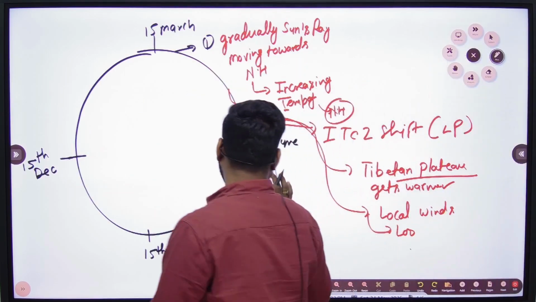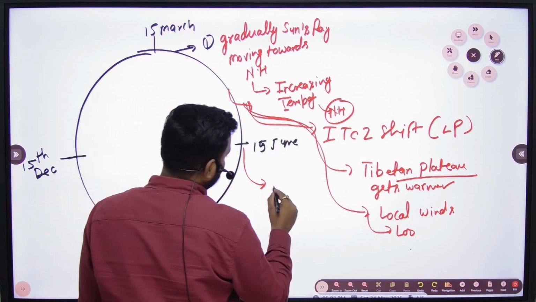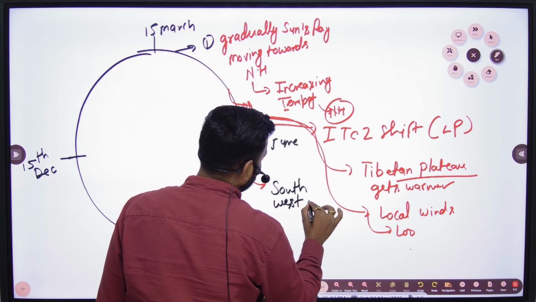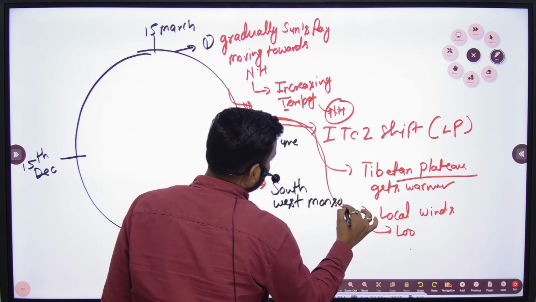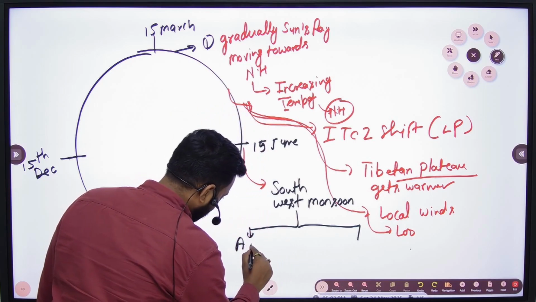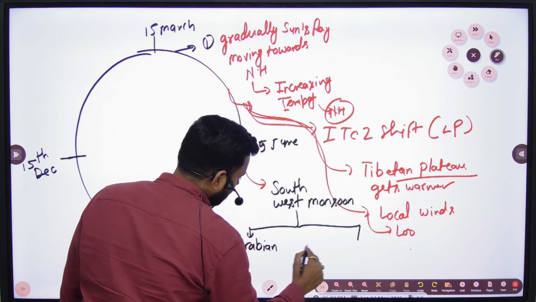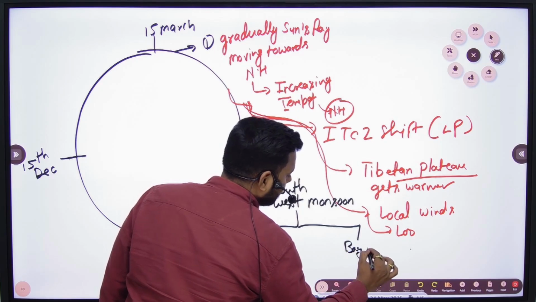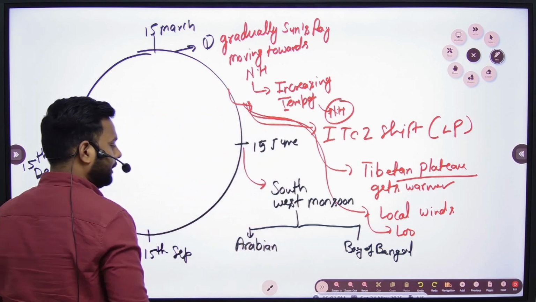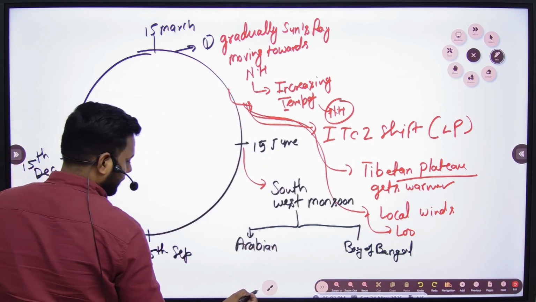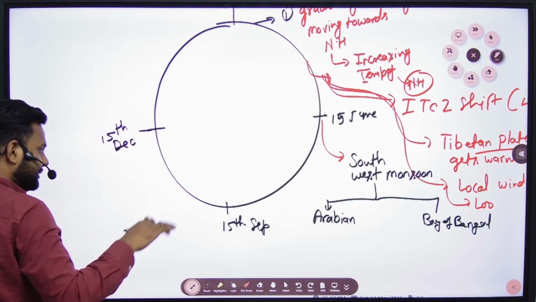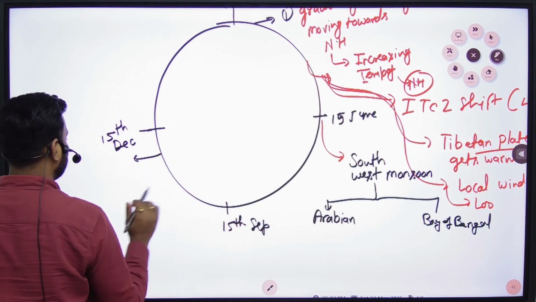From 15 June to 15 September, it is the area of southwest monsoon, which is mainly divided into two branches. One is the Arabian branch and one is the Bay of Bengal branch. You just simply make this, and after the southwestern monsoon, gradually the sun shifts between 15 September to 15 December.